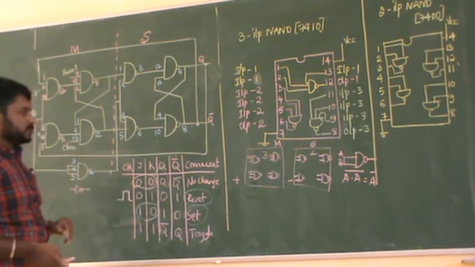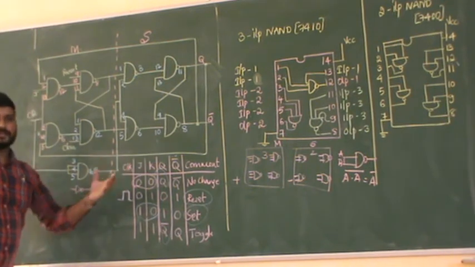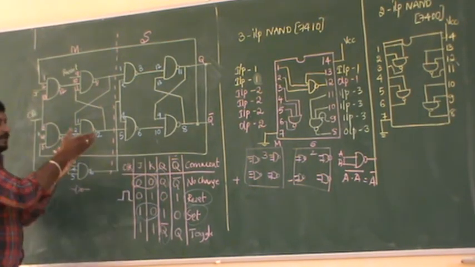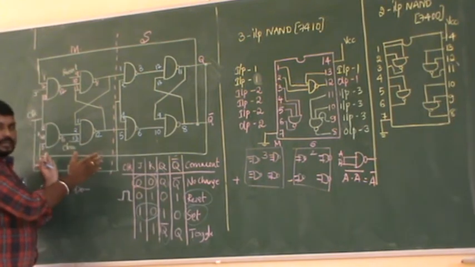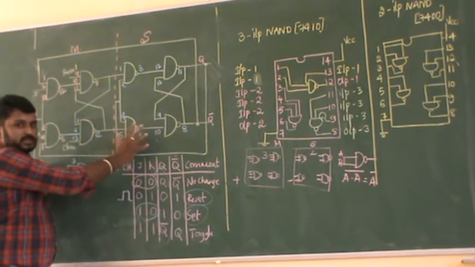Have you all understood this? Please take down properly. This section is called the master, this is called the slave. Why is it called master-slave? Because the slave acts based on the inputs that are fed from the master. That's why this is called the master, and this is called the slave.